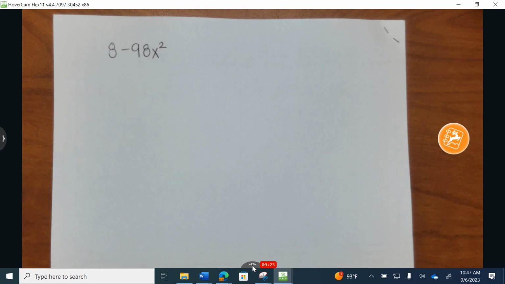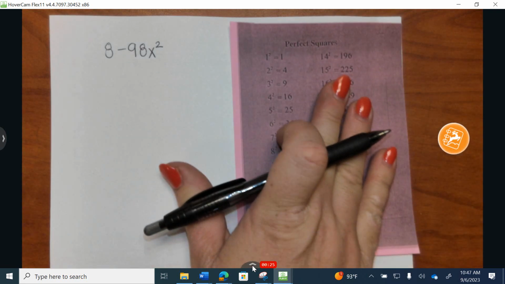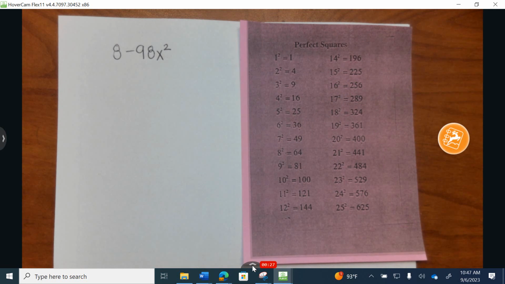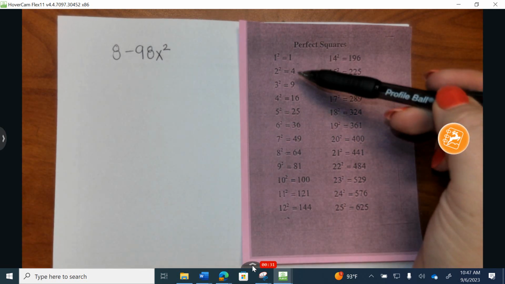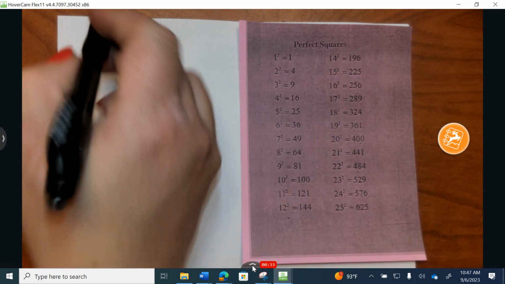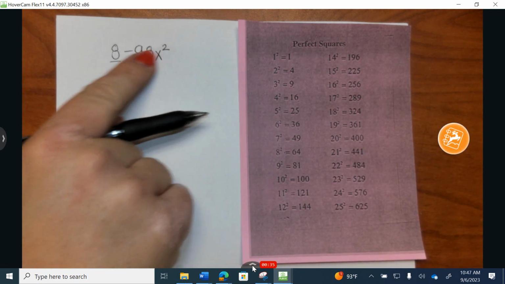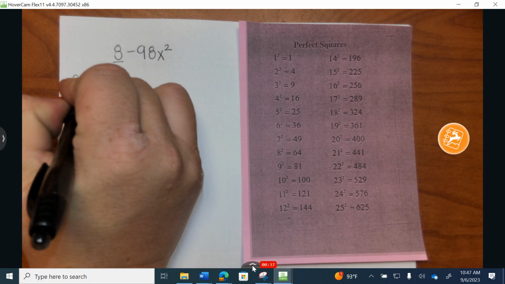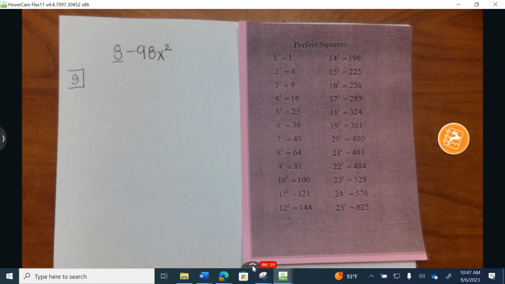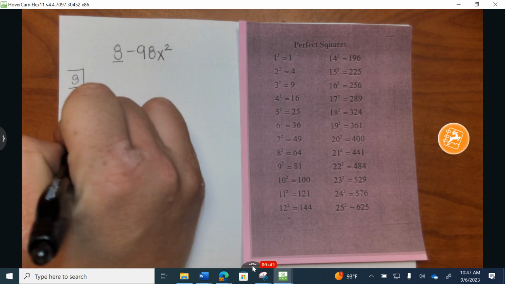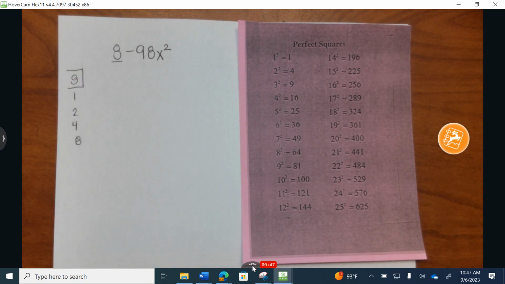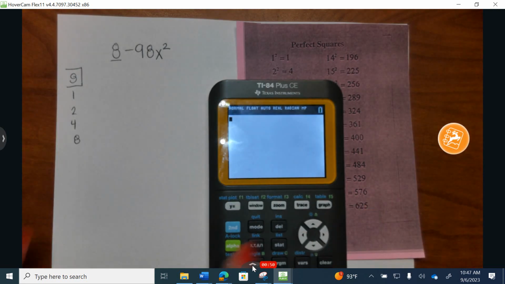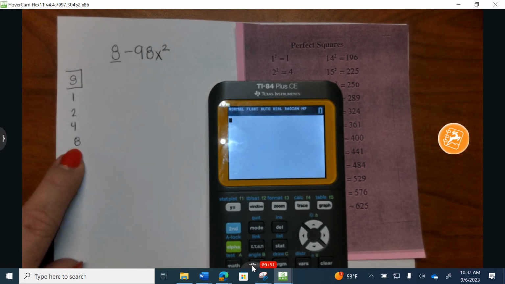So the first thing I do is use this pink piece of paper that's been provided to you. I look for 8, and I look for 98, and I don't see either one of them there. So I'm going to take the smaller of the two numbers, and think of all the numbers that nicely divide into that. The numbers that divide into 8 are 1, 8, 2, and 4. Now we want to factor out the largest possible value. So I start with 8.